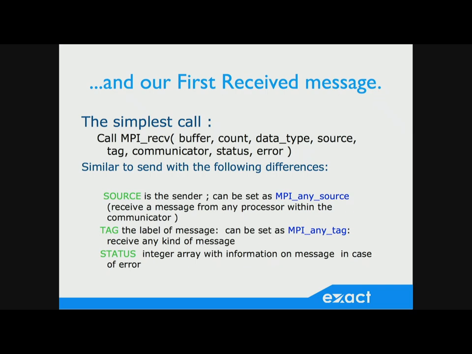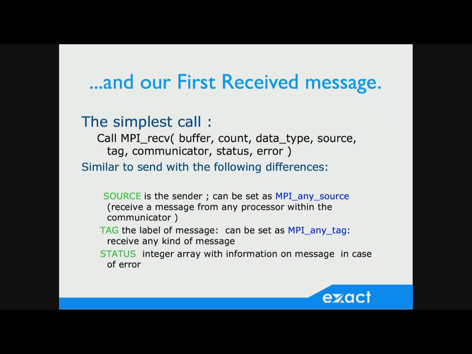A few words here: source is the sender, and can be set as MPI any source. When you send, you have to tell where to send things; when you are receiving, you can say, I have to receive something from MPI any source, so receive a message from any processor within the communicator. The tag is the label of the message, and can be set as MPI any tag, again, because I can receive any kind of message. And then finally, you have the status, an integer array with information on the message, in case of error, so you can check what happened during the communication.